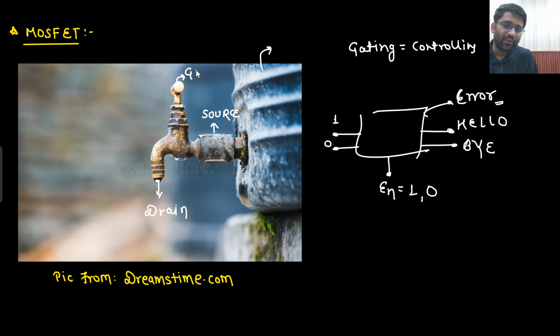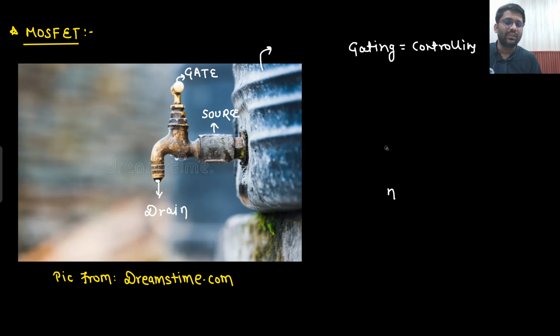So it's like a gate only, no? Because if I turn on the tap more, then more water will flow. If I turn it on lesser, then less water will flow. If I don't even turn it on, then water will not even flow. So it's like a gate. This is the source of water. Here water is being drained, and this is like a gate, which is gating the flow of water. Gating means controlling.